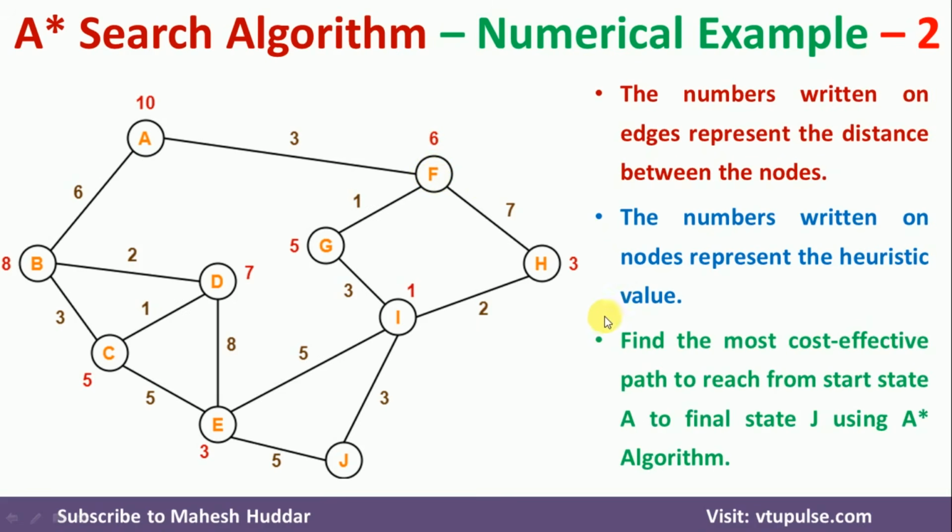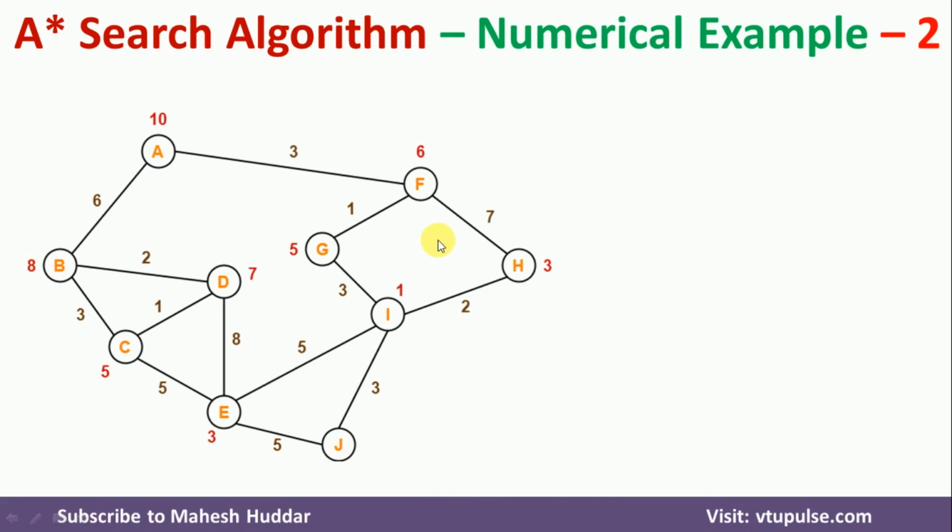In this case, we need to find the most cost effective path to reach from the start state, that is A, to the final state J. So start node A and the final node is J, using the A-star algorithm. We will start with the step-by-step procedure of the A-star search algorithm. We will start with node A here. From node A we can reach B and F. These are the two possibilities.